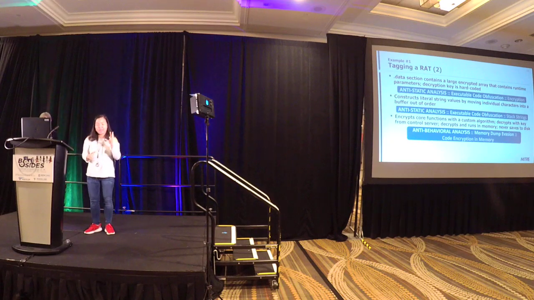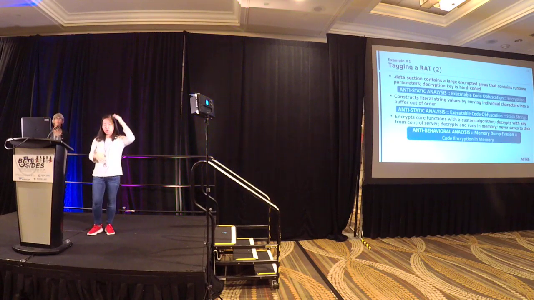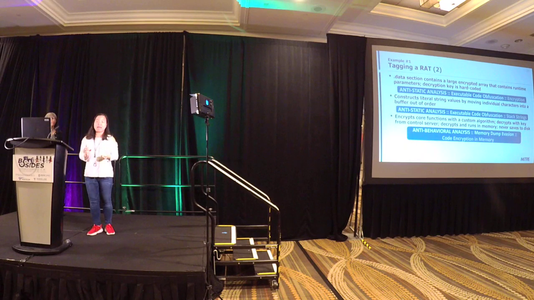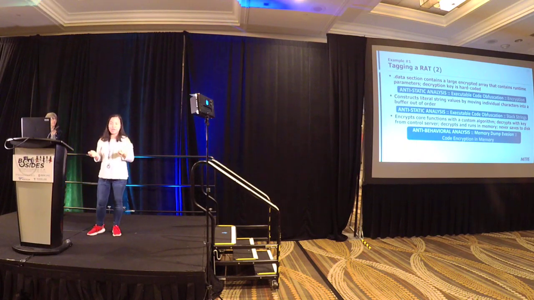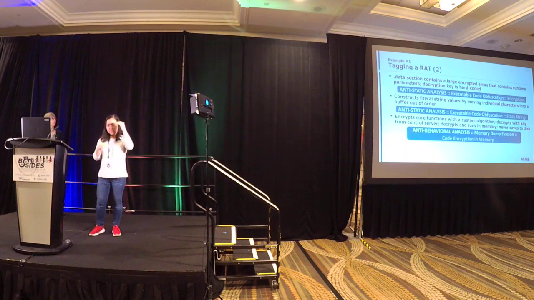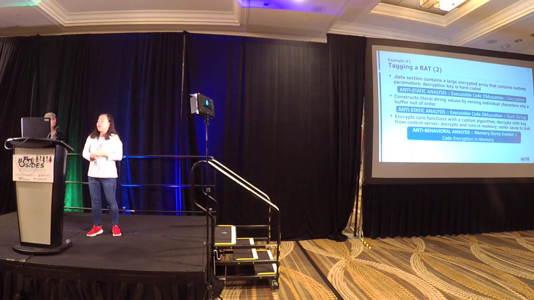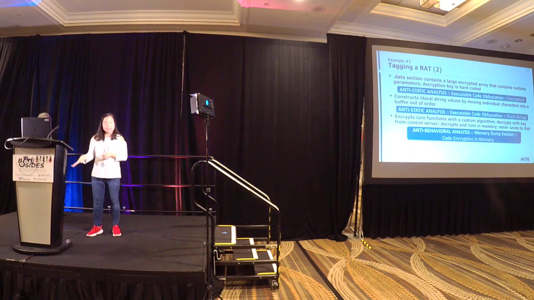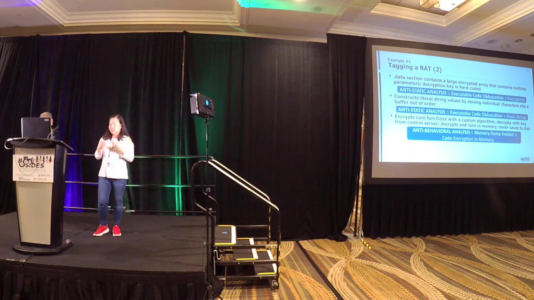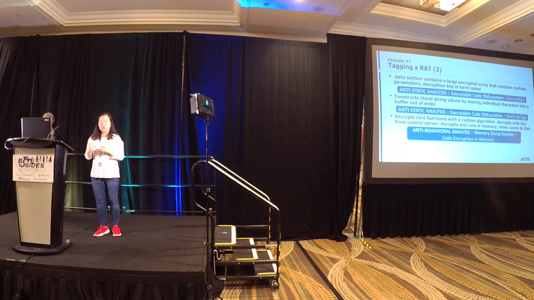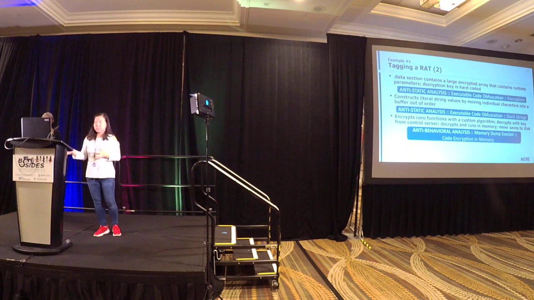So this RAT has a big global array where it contains runtime configuration. It contains things like error messages, encryption keys, and things. And this global array is then decrypted at the beginning of its run. So this is an anti-static analysis technique. It falls under the executable code obfuscation behavior, with encryption being the method.